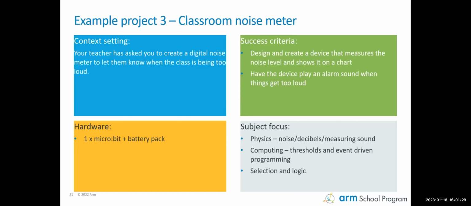They also have to have the device play an alarm sound when things get too loud. So this is the open-ended nature of it. The students have to determine what is too loud. And I could imagine if this was in the classroom, you'd have lots of fun. You could show the noise level detected by the microbit as a number, and then you can get the class to make lots of noise, and then you could collectively decide what number is too loud. And then that could be the threshold that you set in the groups, and you can use that to determine when the alarm is triggered.